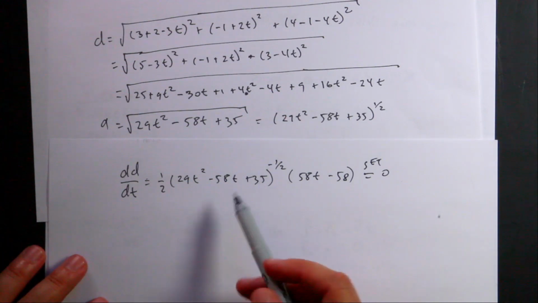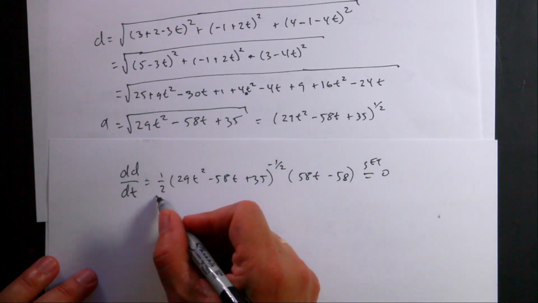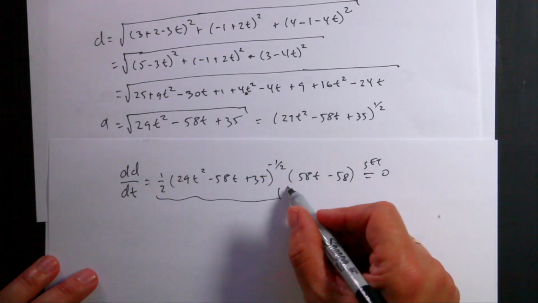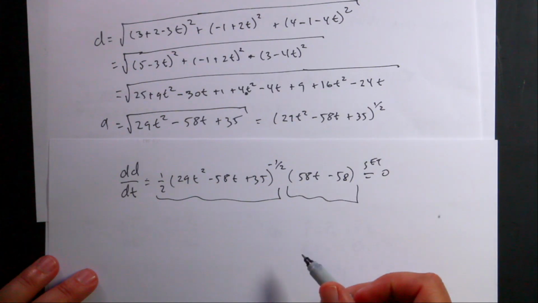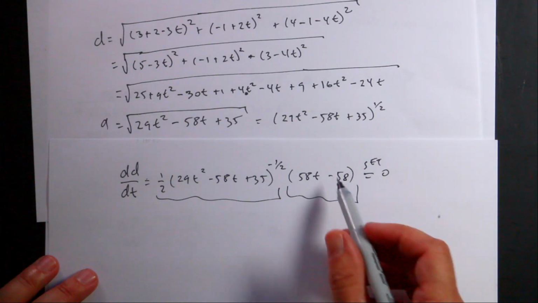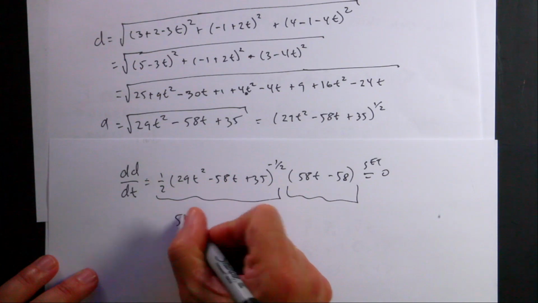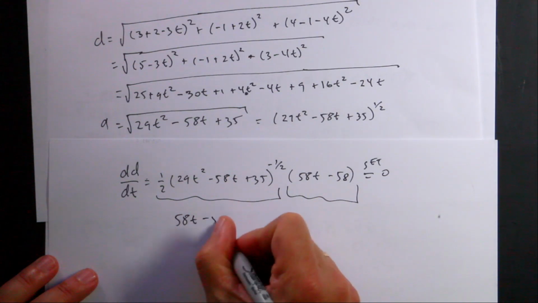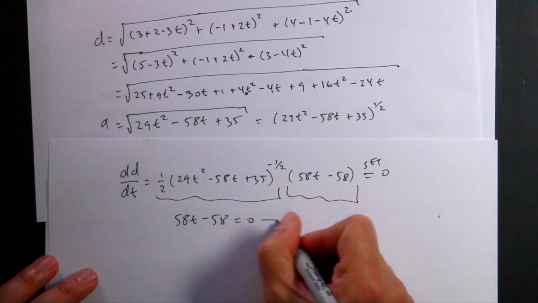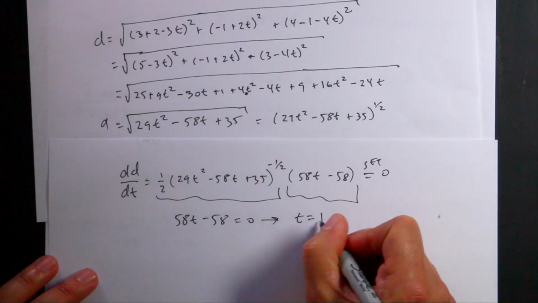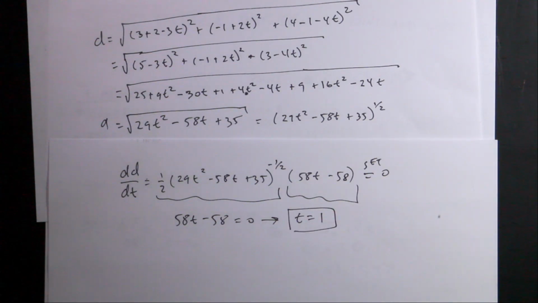Now it's kind of complicated, but here's a term right here, and here's a term. If either of those terms is 0, then the thing is 0. So I'm going to set this one equal to 0. So I'm going to say 58t minus 58 equals 0, so t equals 1. And hint, that's what we had before, right? That's what I got from the graph, so it agrees.